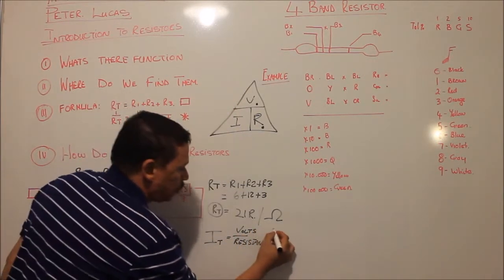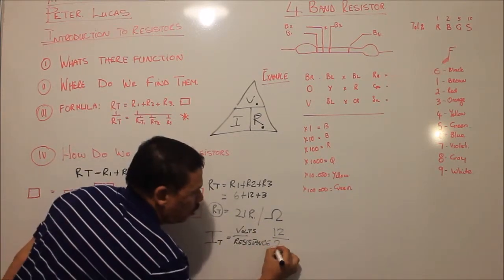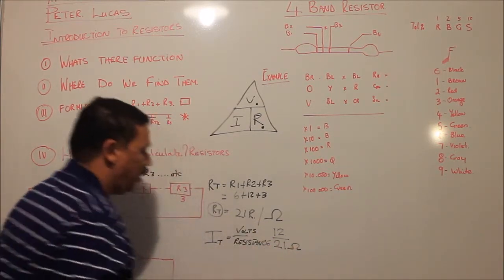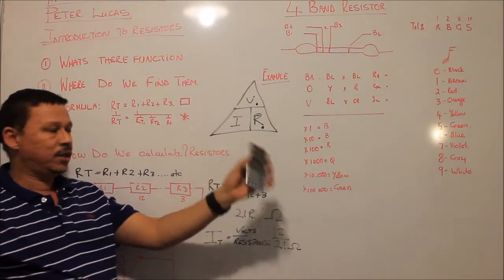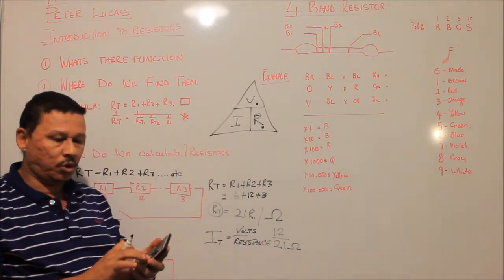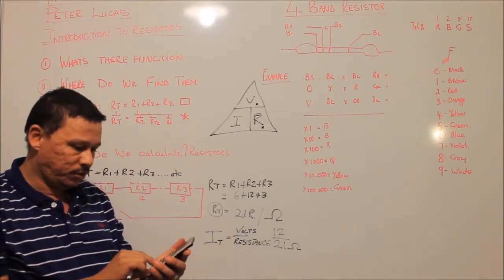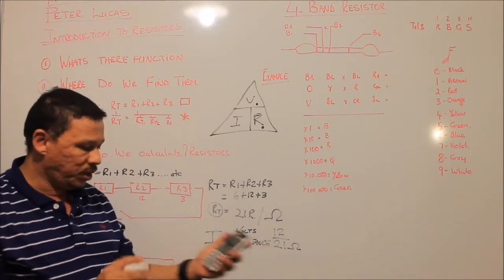Let's have a look. What is the volts? The volts is 12 volts. The resistance is 21 ohms. And if we use a calculator, it doesn't have to be a very fancy one, like a scientific one. You can just use a normal one. And let's do the following. We take 12, divide by 21.